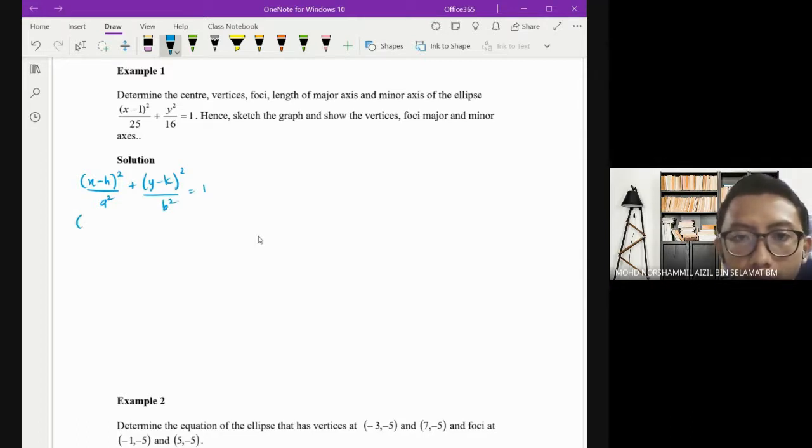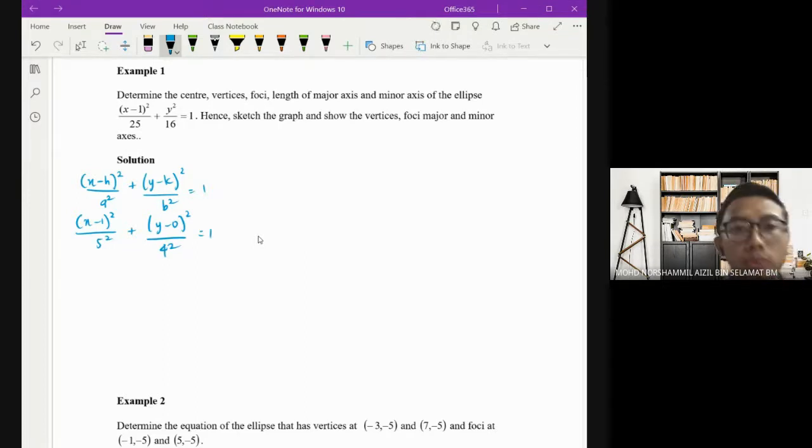And then this is the one that you have. X minus 1 altogether square over 25. 25 we can change to 5 square, plus y minus 0 altogether square divided by b square. So 4 square here equals to 1. So this is the one that you obtain from your equation given, and then here you have the formula.